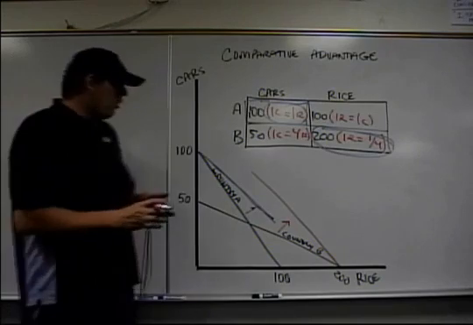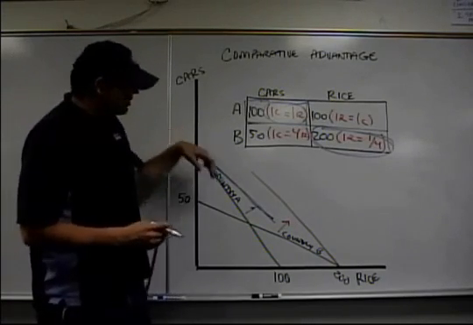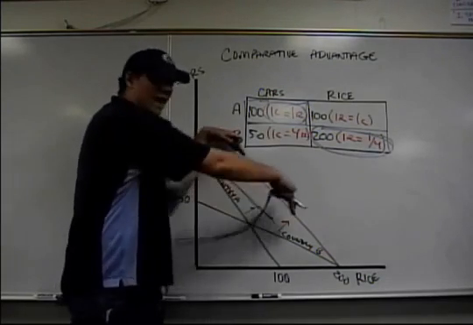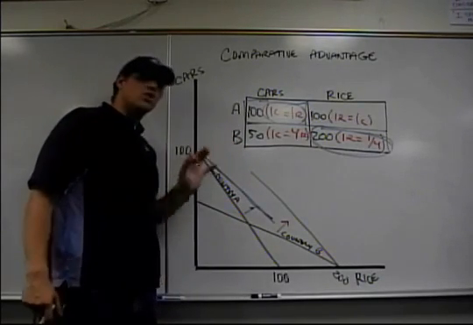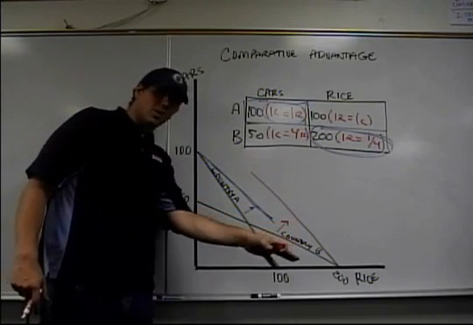Now notice, both curves don't shift. They're not going to get more cars and more rice. It doesn't shift the whole curve out. It only shifts the one that they're trading for a lower opportunity cost.